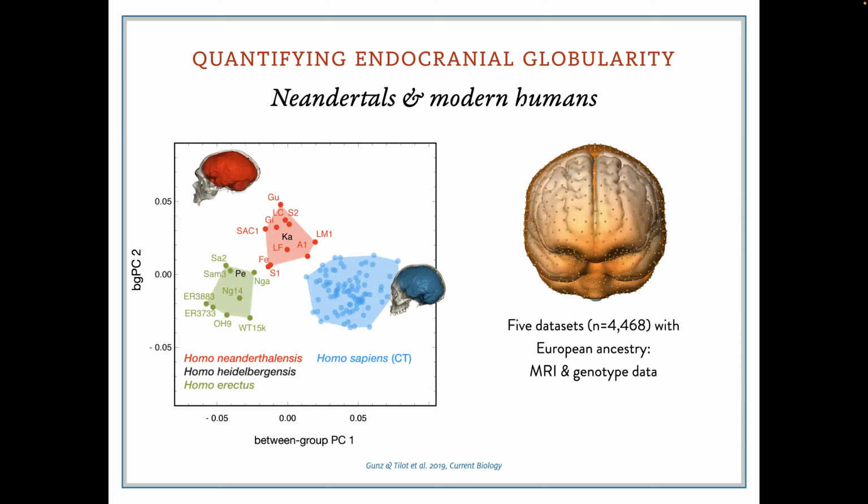And you see that they're quite distinct. And if we basically then project the 4,500 modern human MRI scans into that space, we see a nice overlap between the CT and the MRI data. And we see that there's a lot of variability, even just among recent Europeans.